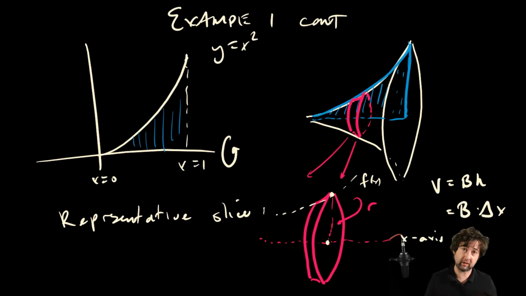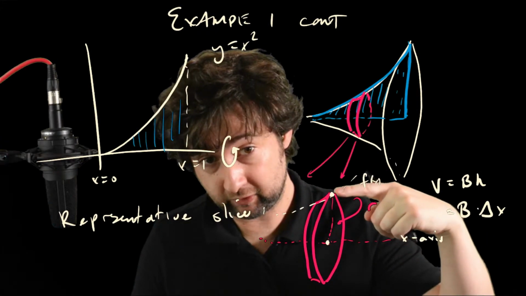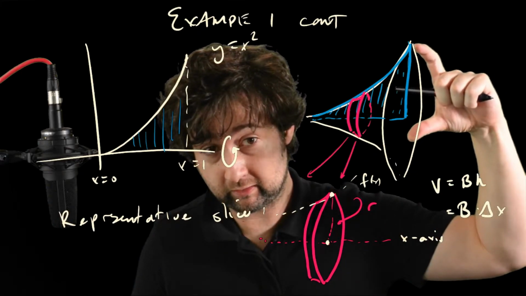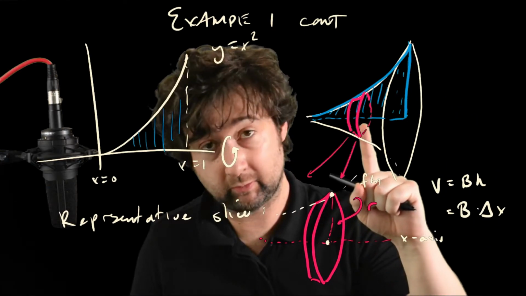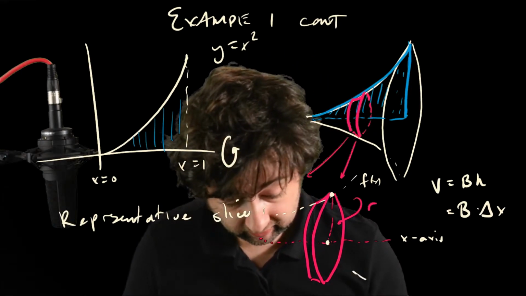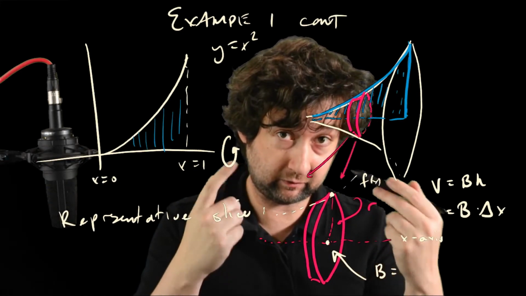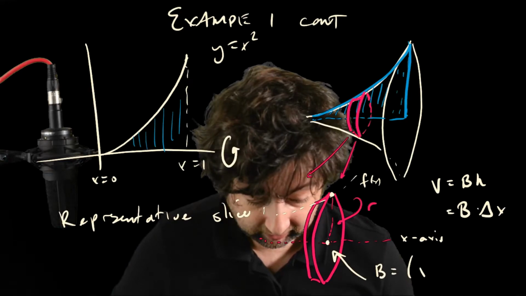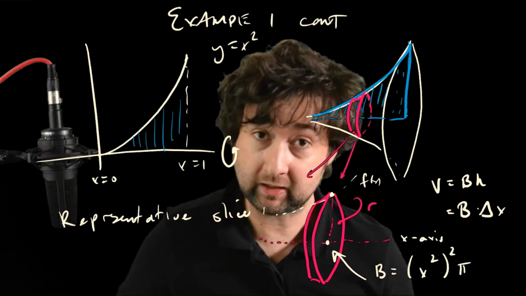So what is the area of the base? Well, it's going to be a circle with radius given by the distance from the x-axis to the function. That is, I'm looking at this radius right here, and it shifts as we go down, but it's always dictated by where I am on the x-axis. So I'm going to assert that the base area, B, is equal to the distance from the axis to the function, which is just x squared. That's the radius. Then we square that and multiply by pi. That's the base area.